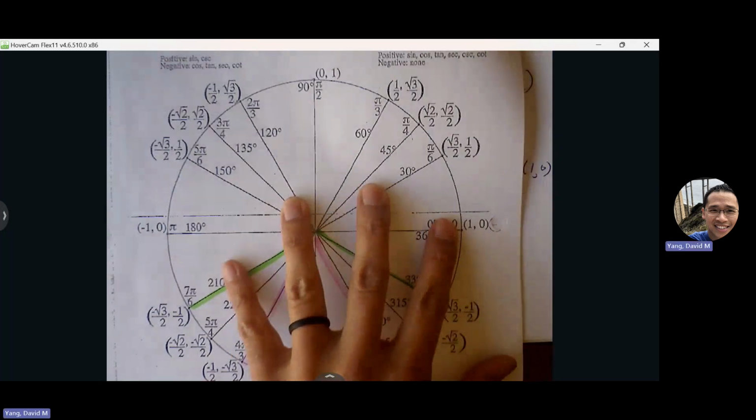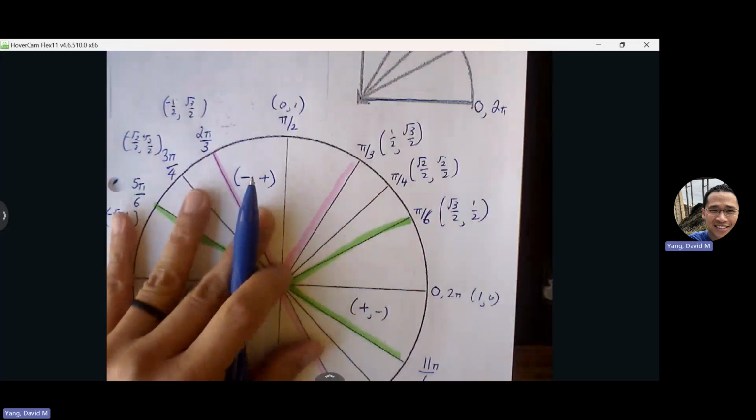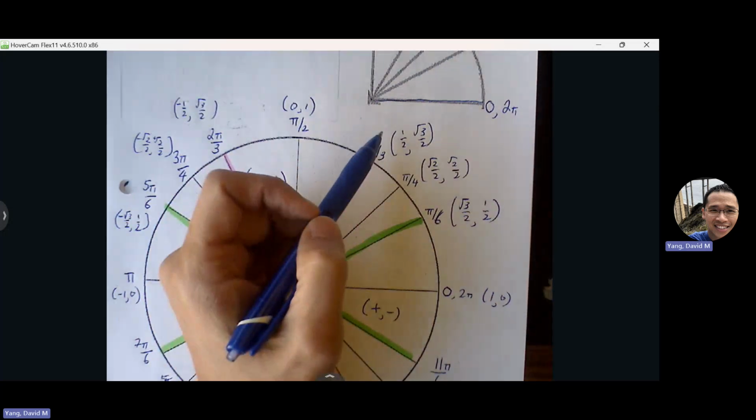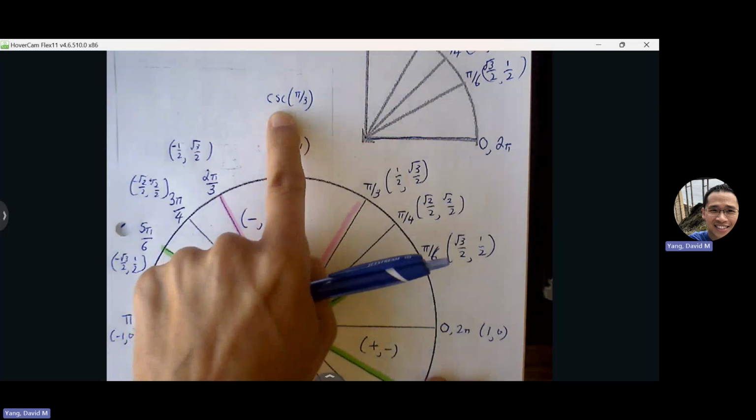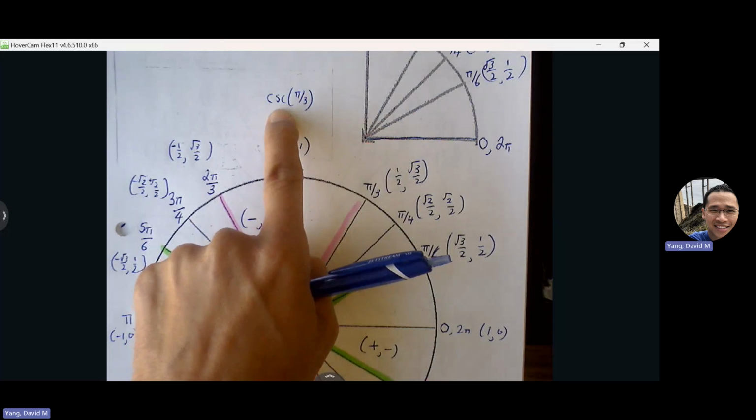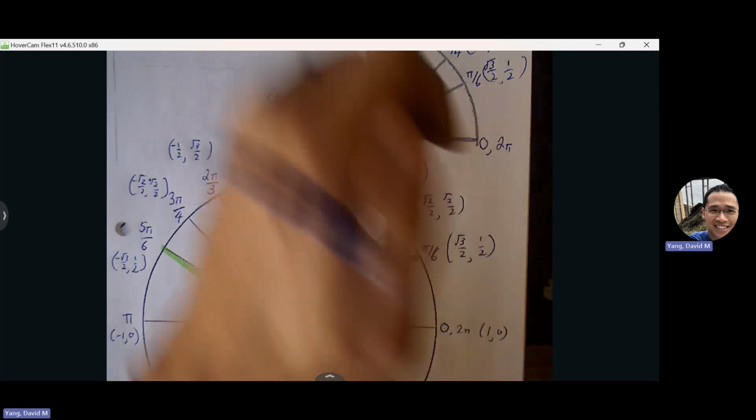This is also helpful if we want to find tangent and cotangent. So for instance, if I want to find, let's say, cosecant of pi over 3, I know that cosecant is related to sine. Sine is the y value, so I'm just going to take that y value and flip it, making it 2 over root 3.